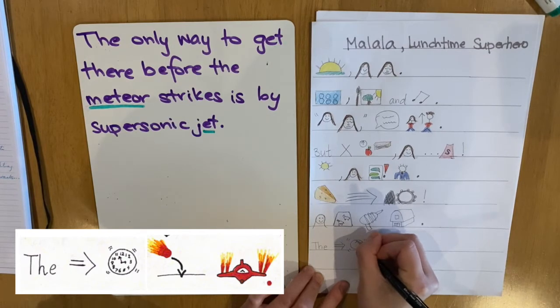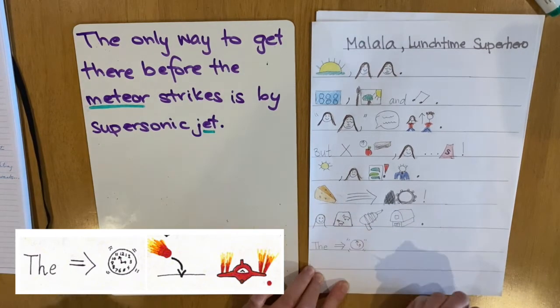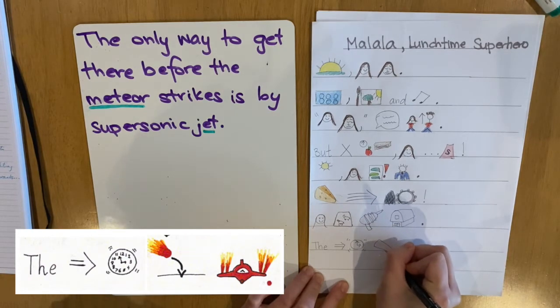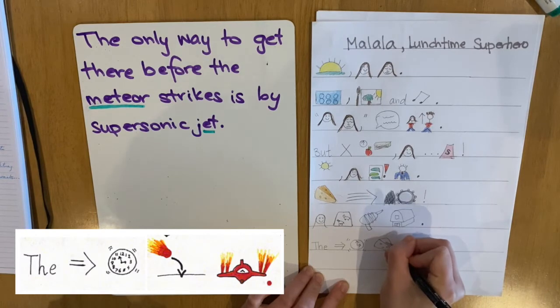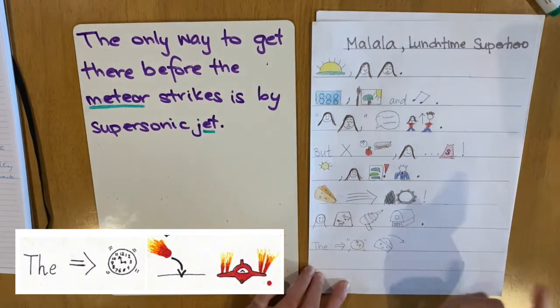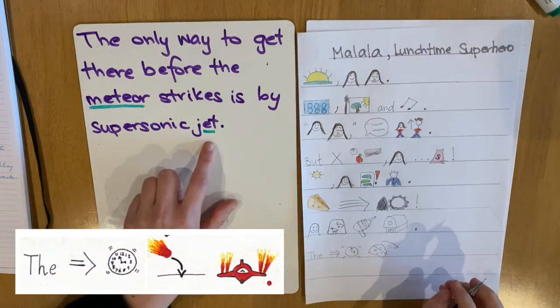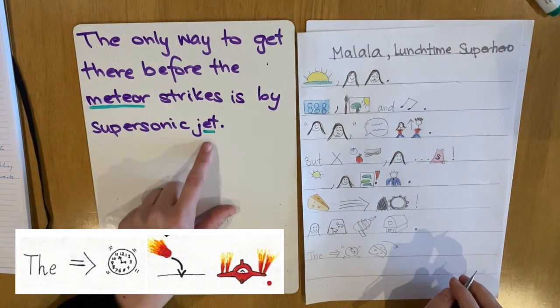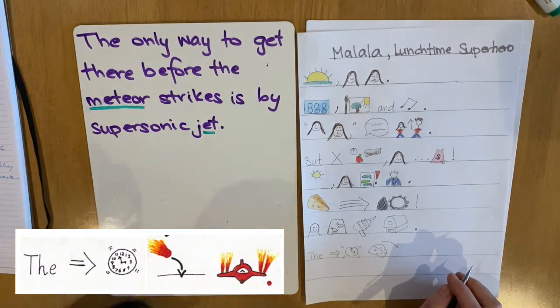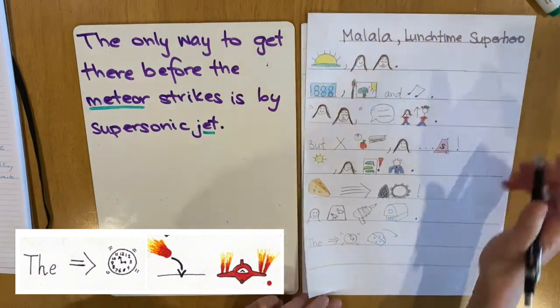The only way to get there before the cheese strikes is by, and I'm going to change jet, I'm going to keep supersonic, is by supersonic. What does she use to get there? I think she's going to take a scooter, a supersonic scooter.